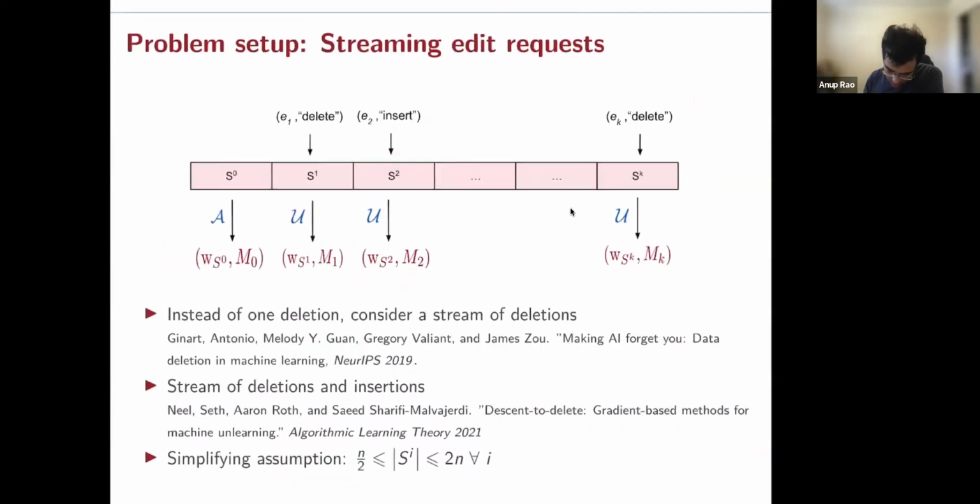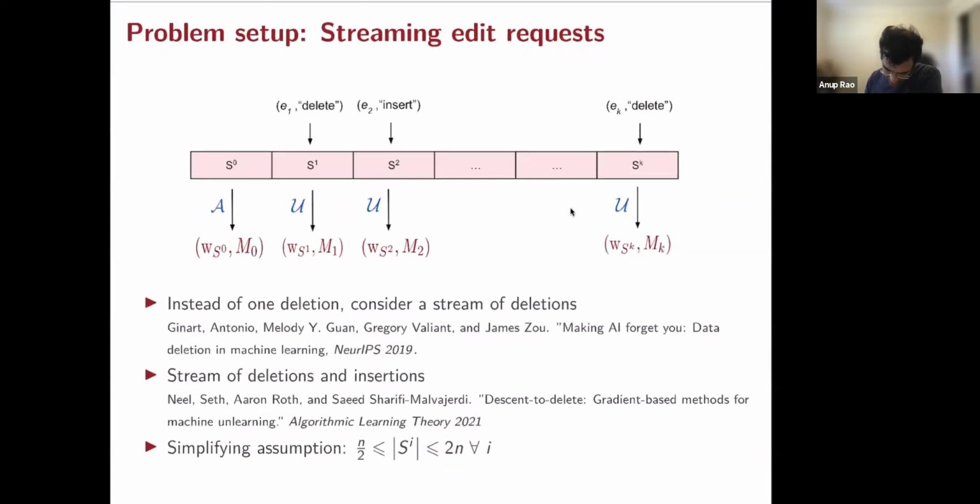So just to simplify some of the expressions, we'll also assume that we'll start with n data points and we'll get a stream of k edit requests. So the number of edit requests is k here, and at every point, the number of data points we have is bounded between n over 2 and 2n.